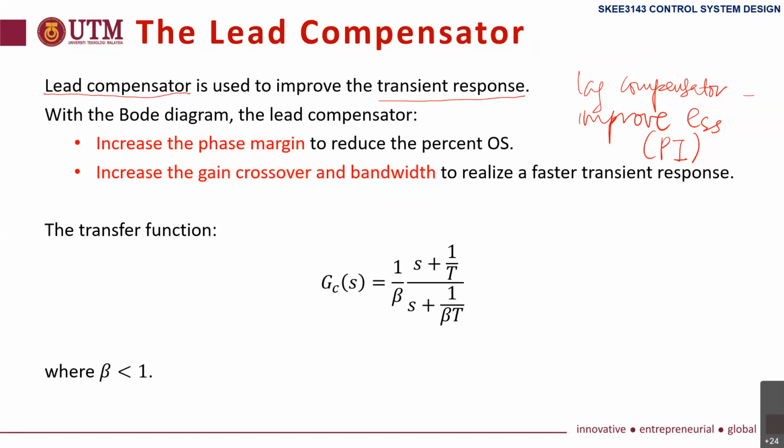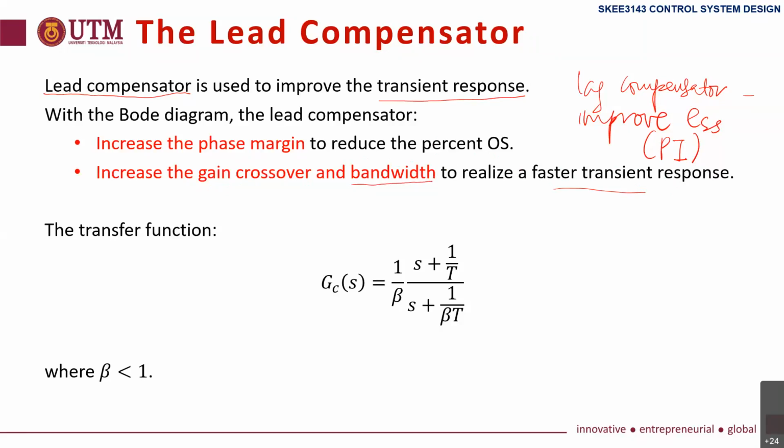How can a lead compensator improve the transient response? It is done in two things here. First, the lead compensator will increase the phase margin. We know that when we increase the phase margin, we can reduce overshoot. Secondly, we want to have a faster transient response by increasing the bandwidth.